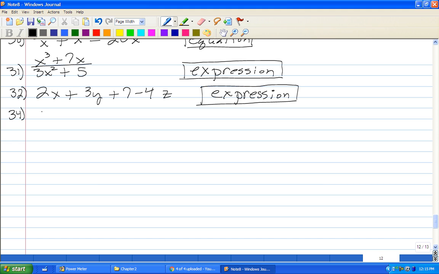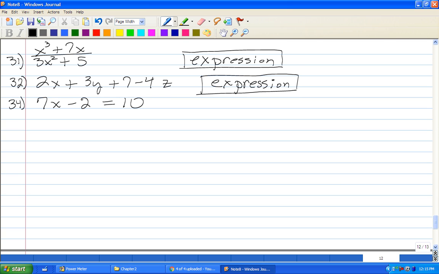Seven x minus 2 equal 10. In exercises 33 through 43, find the solution, if any, of the equation in the set 2, 3, 5, 7, 10. So I'm only looking in this set with those 5 numbers. And so the question is, is the solution in any of those, in that particular set?